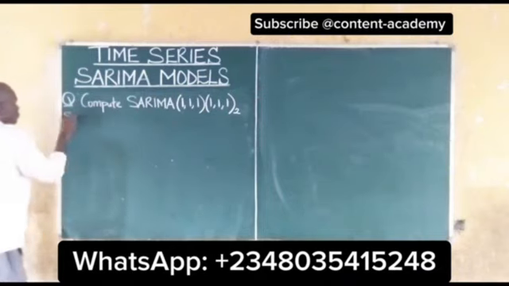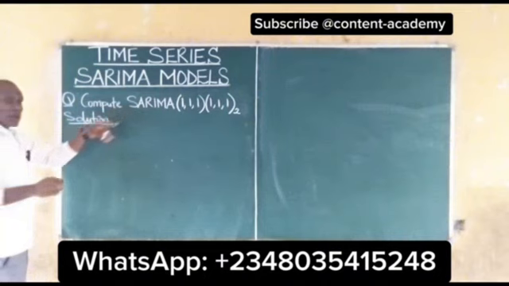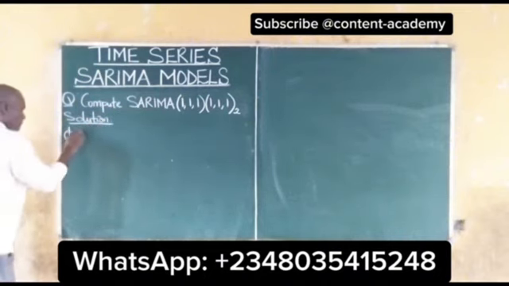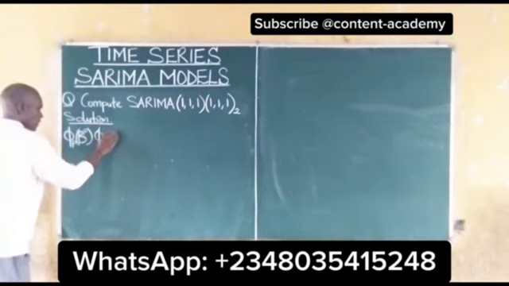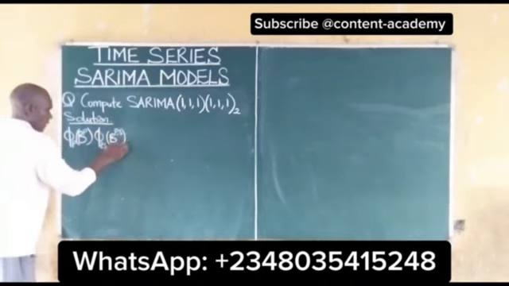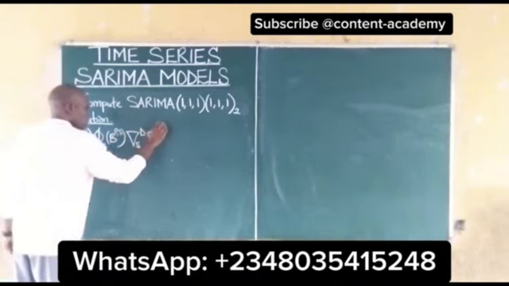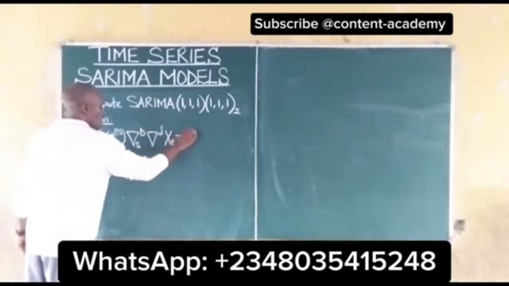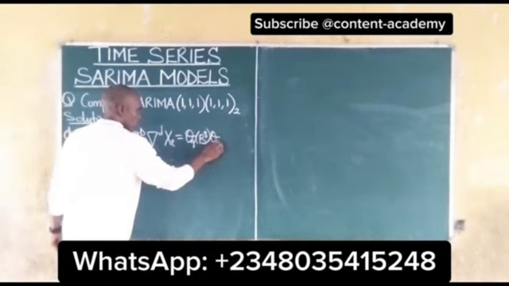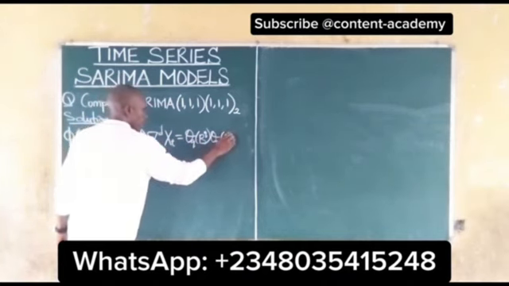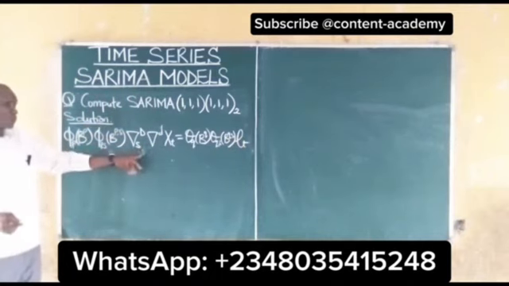Now we can compute this. The first thing to do is to write the model, the SARIMA model. We have our differencing part, the seasonality. We have X_t. We have the moving average part. Then we have e_t. So whatever we are doing, we'll complete it to this form.